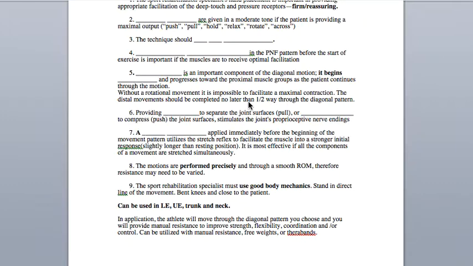Number 7, a quick stretch may be applied immediately before beginning the movement pattern in order to get the stretch reflex facilitated into a stronger initial response. It's most effective if all the components of a movement are stretched simultaneously.